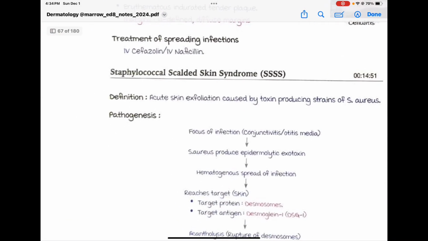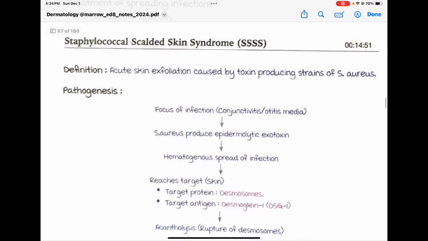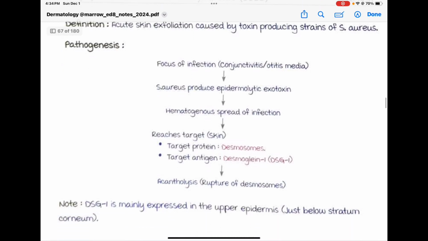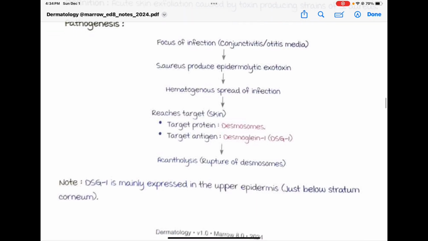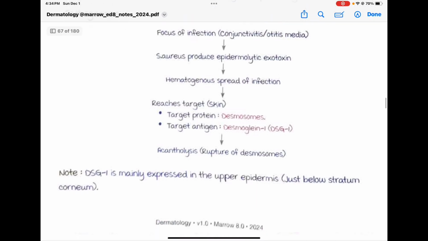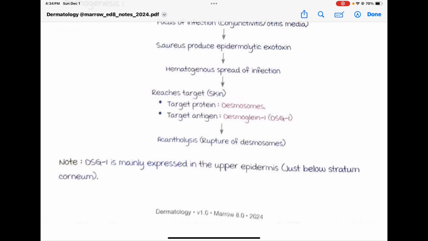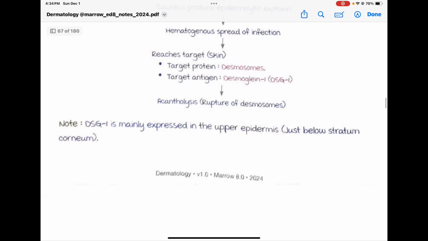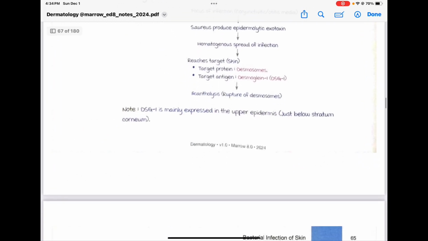Staphylococcal scalded skin syndrome. Definition: acute skin exfoliation caused by toxin-producing strains of S. aureus. Pathogenesis: a focus of infection, such as conjunctivitis or otitis media. S. aureus produces epidermolytic exotoxin, with hematogenous spread of infection. Richest target: skin. Target protein: desmosomes. Target antigen: desmoglein 1. Acantholysis: rupture of desmosomes. Note: desmoglein 1 is mainly expressed in the upper epidermis, just below the stratum corneum.